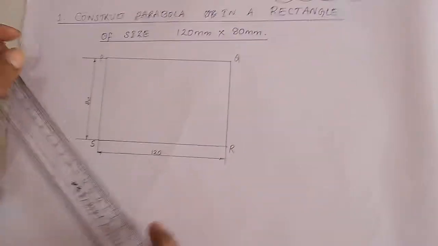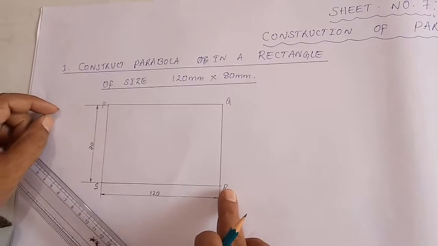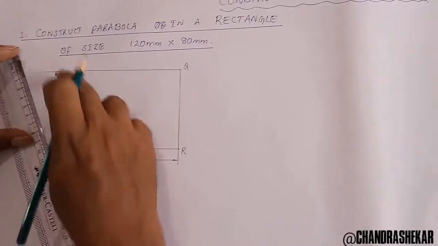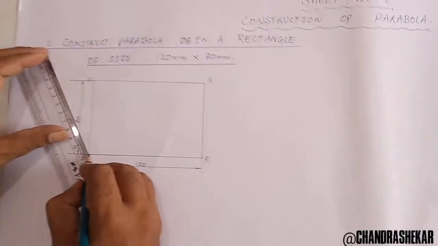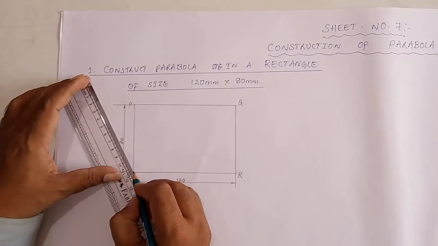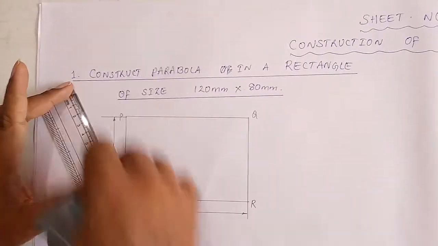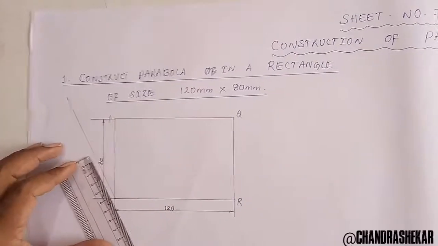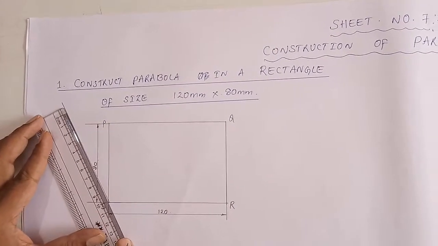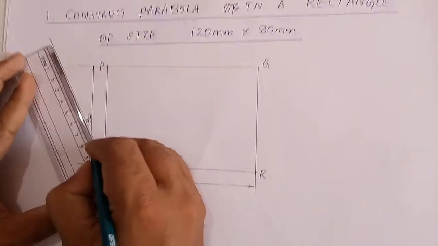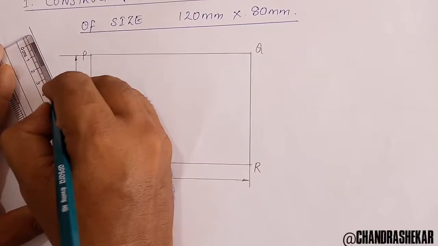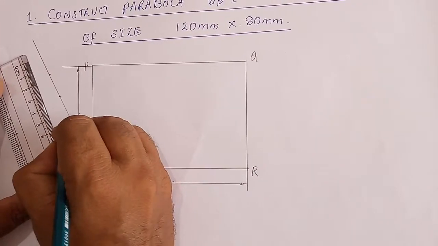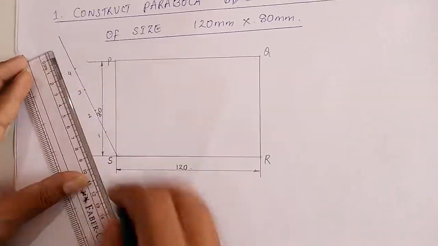Then divide SR into 4 equal parts, or divide PS also into 4 equal parts. How to divide PS into 4 equal parts? Draw a line of any length. Now divide this line into 4 parts. I am going to take it as 2 centimeter, 2 centimeter, 2 centimeter and 2 centimeter. Call this 1, 2, 3, 4.